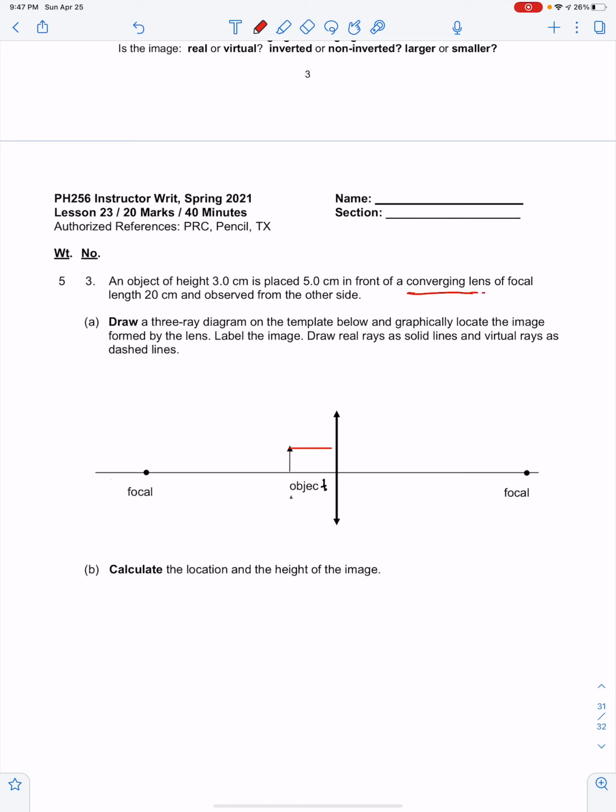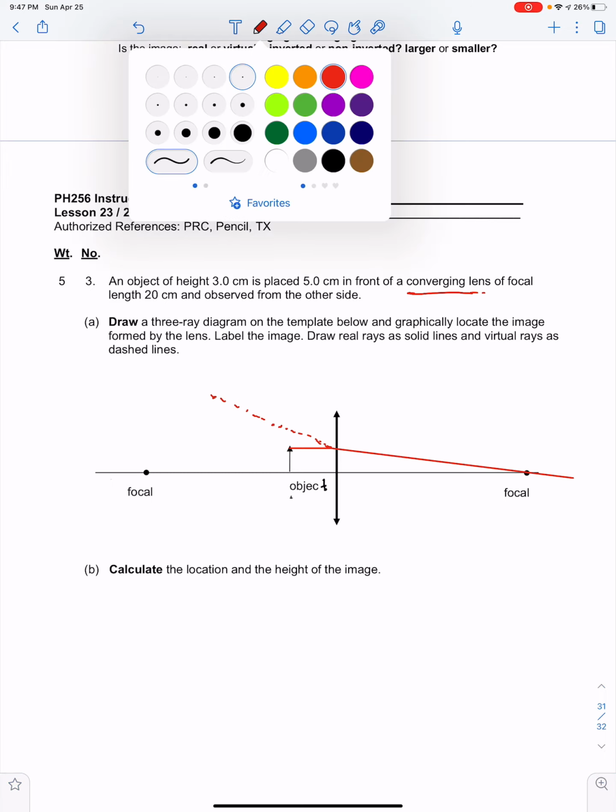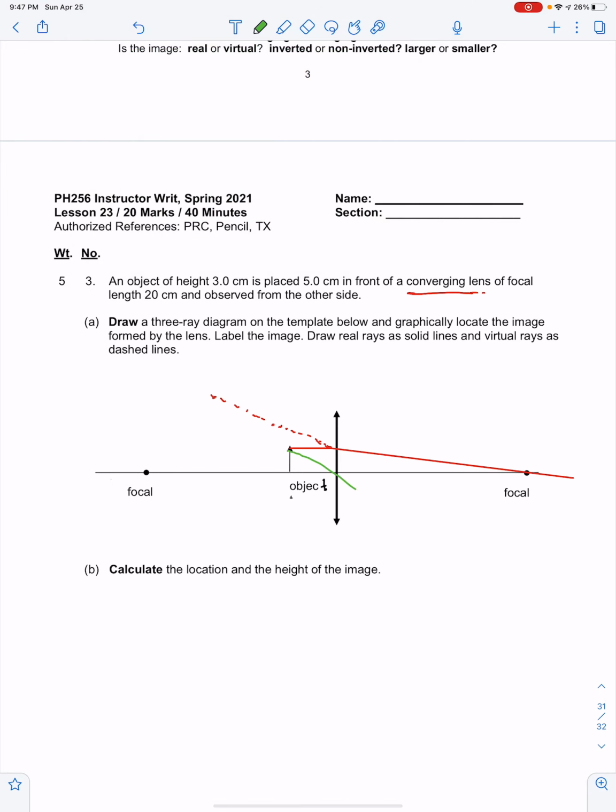All right, it is a converging lens, so it hits here, and then it goes straight to the focal point. Remembering that there is virtual light that bounces off. Let me redo this. Okay. Bounces off. And then it says, hey, it goes from the center. And again, light bounces off. So we're already having an image right here.